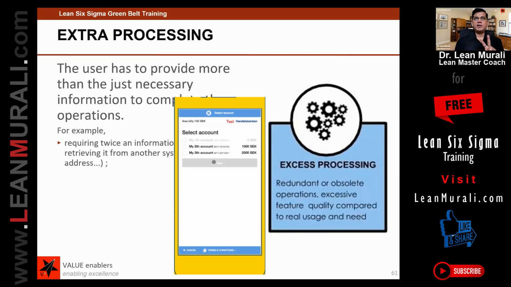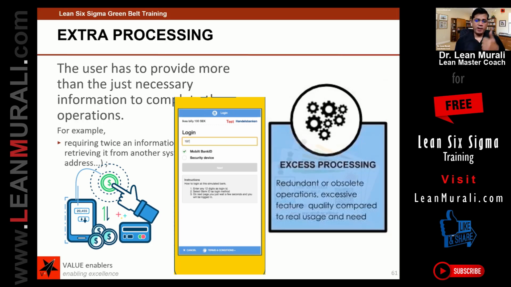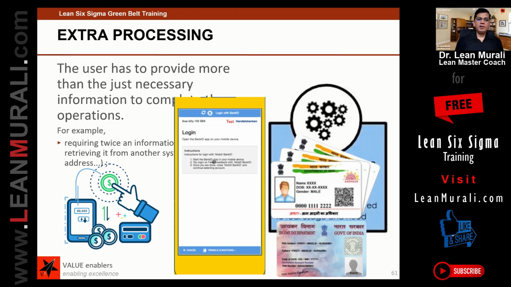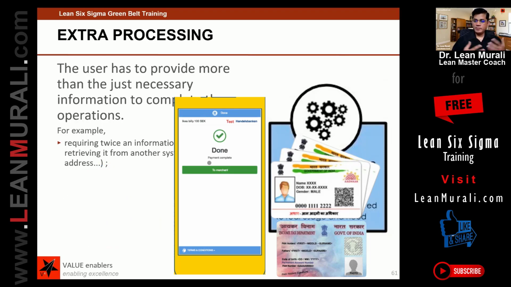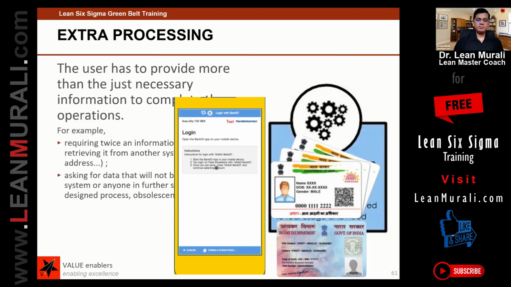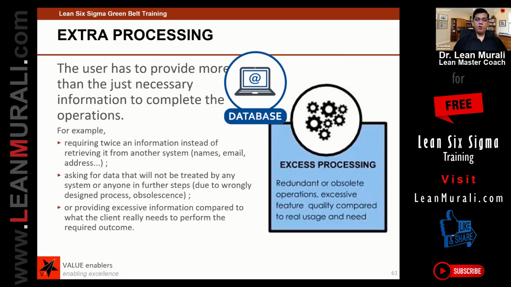I actually configured two payment gateways. I don't want to name them, but one of the payment gateways asked me for Aadhaar card, PAN card, and again all the details of my name, address, and everything. Whereas with the other, I just put the Aadhaar card and immediately it took the data from the directory. I said, awesome, it was so fast. So asking for data that will not be used by anyone, any system, or any further steps, or excessive information compared to what the client really needs.